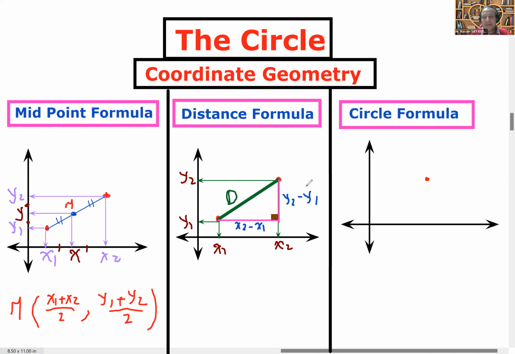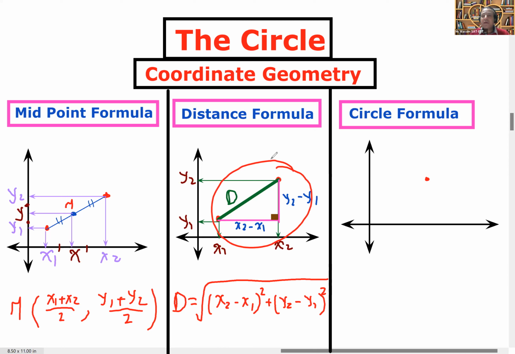And I can use Pythagoras. So we deduced the distance formula from Pythagoras. When you are young, just memorize the rule. Now you are old enough, you can understand from where I got the rule. So D for distance, Pythagoras: x2 minus x1 square plus y2 minus y1 square, all under the root. Pythagoras. Clear?